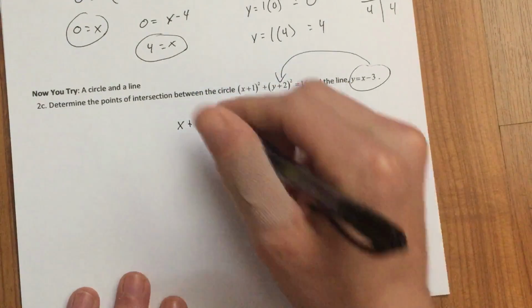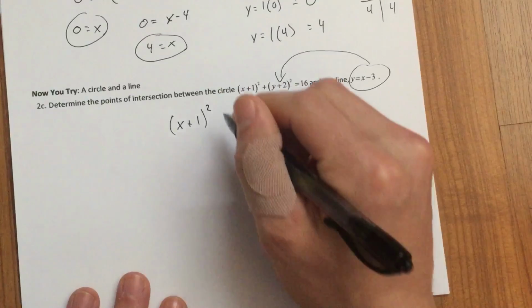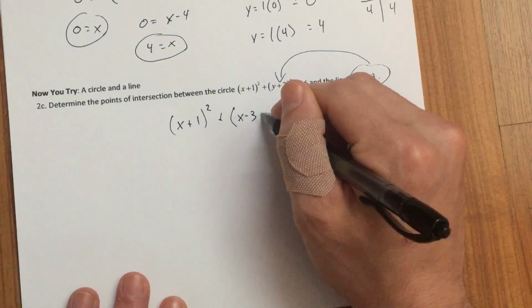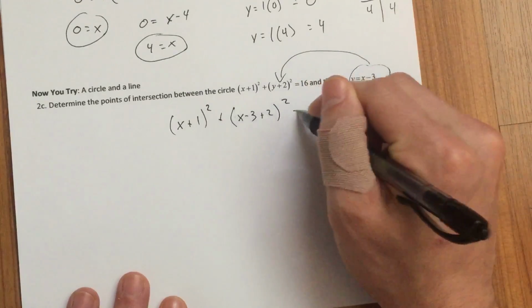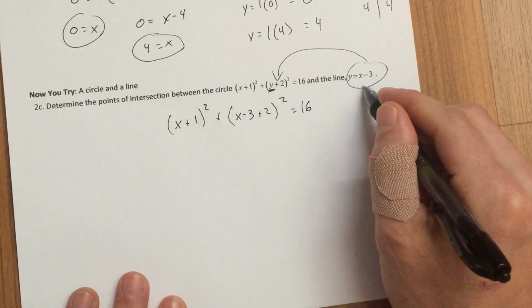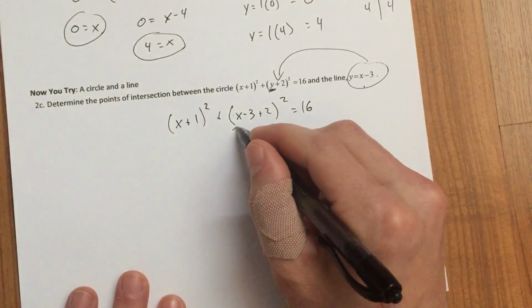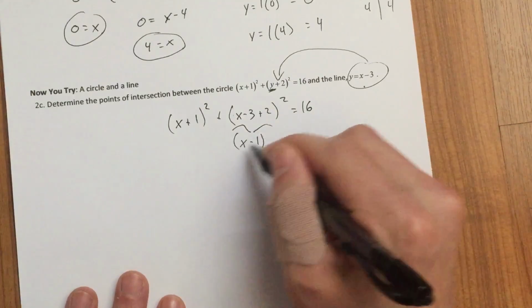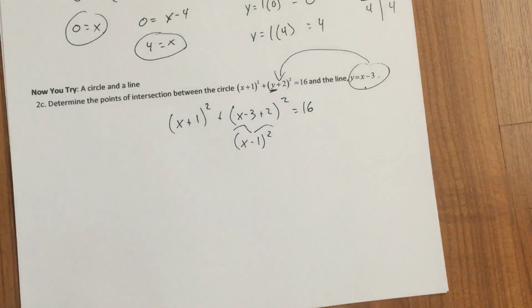(x plus 1) squared plus (x minus 3 plus 2) squared equals 16. So see how I just replaced this y value with my other equation. This, you might want to jot that down, would simplify to be x minus 1, by the way. And we just simplify within those parentheses.